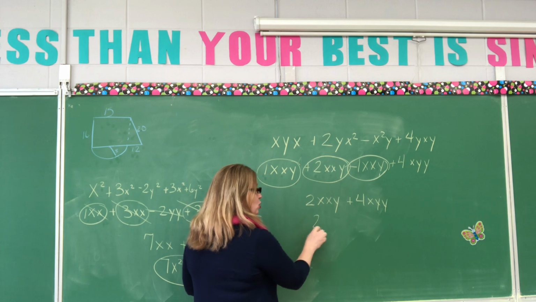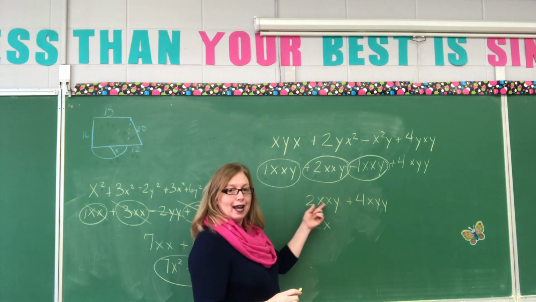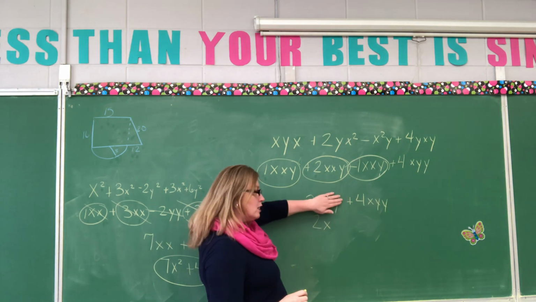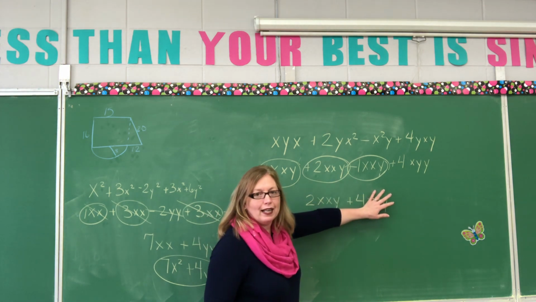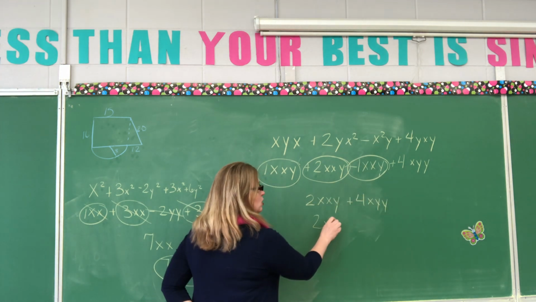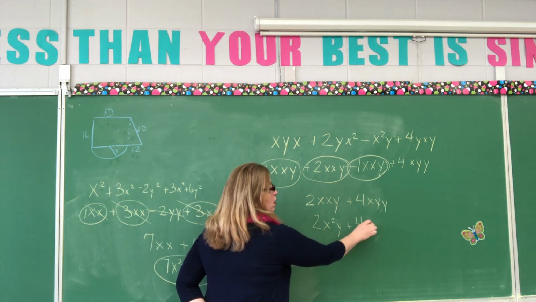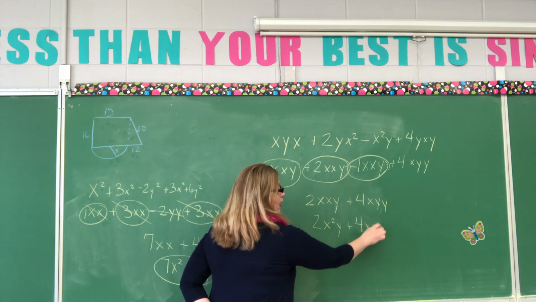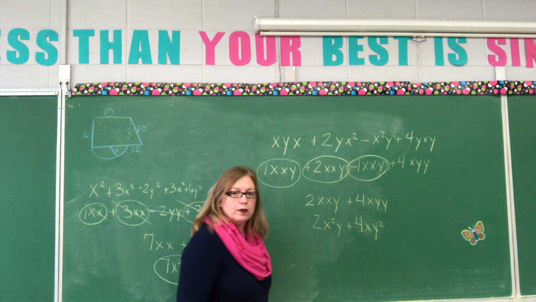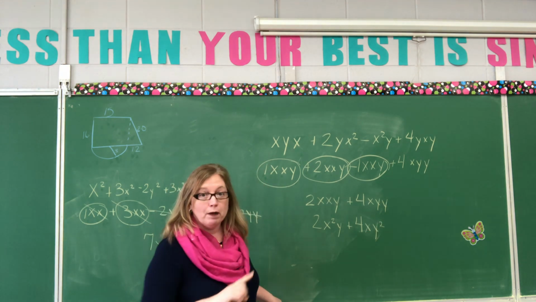So I'm going to say I have a 2. How many x's do I have? Only 2. This is one term. That's another term. I can't combine them. So I say 2x squared y. Now look at the second one. I have 4xy squared. I hope that helps you combine terms.